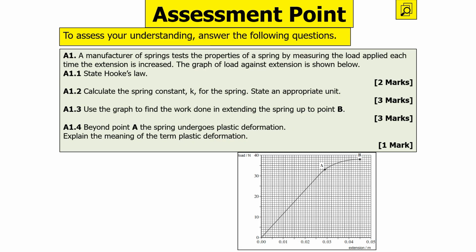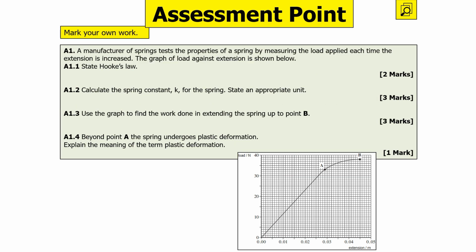The next question says, a manufacturer of a spring tests the properties of a spring by measuring the load applied each time the extension is increased. The graph of the load against extension is shown below. State Hooke's law, then calculate the spring constant for the spring and state an appropriate unit. Use the graph to find the work done on extending the spring up to point B. Beyond point A, the spring undergoes plastic deformation. Explain the term elastic deformation. So pause the video now, then unpause the video when you want to go through your answer.